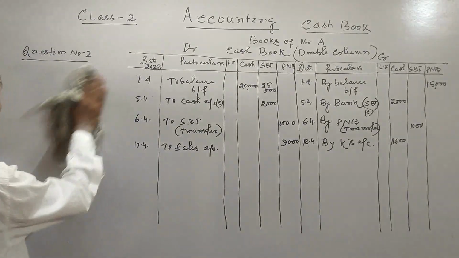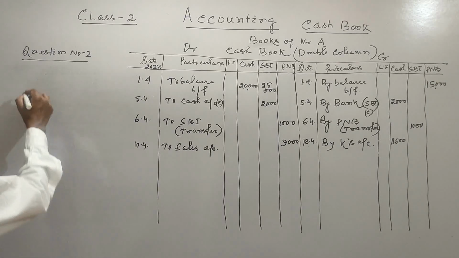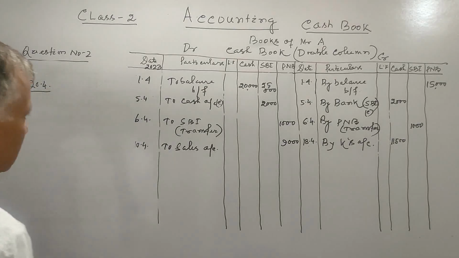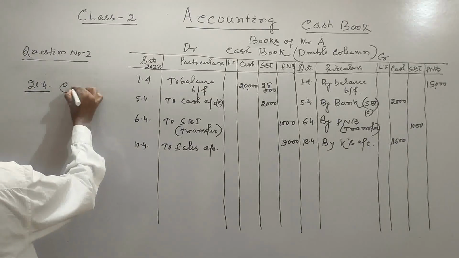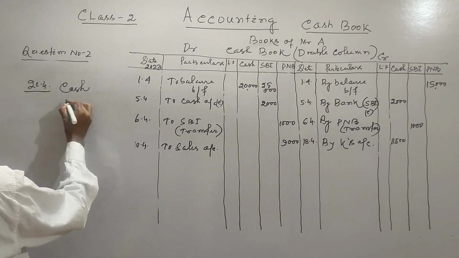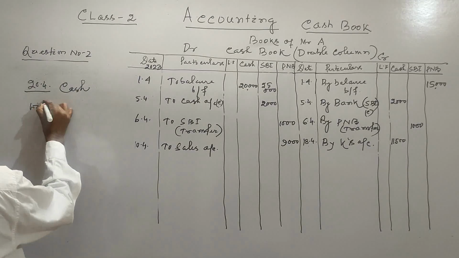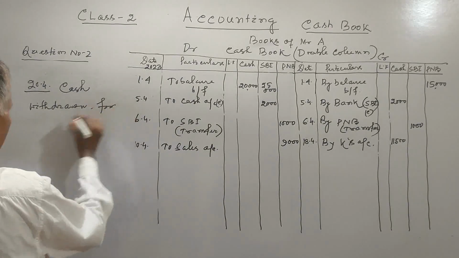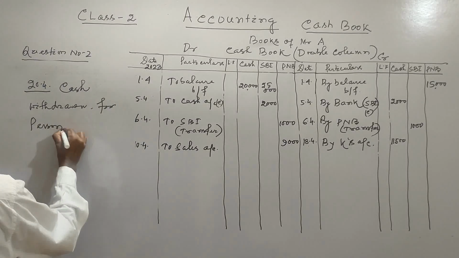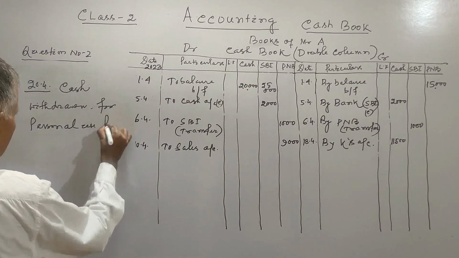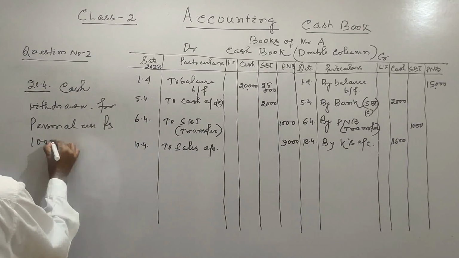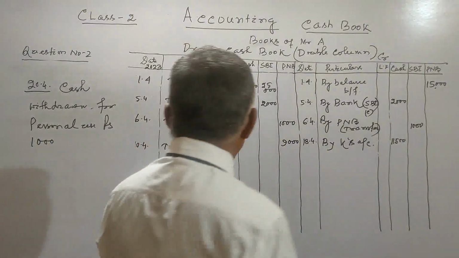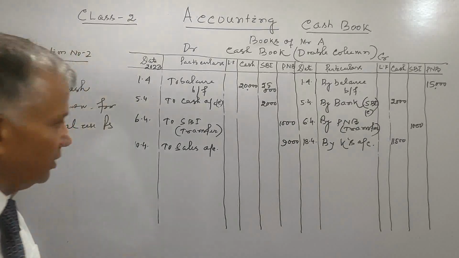The next entry you can write on 24th: cash withdrawn for personal use rupees 1,000. Cash withdrawn for personal use rupees 1,000.